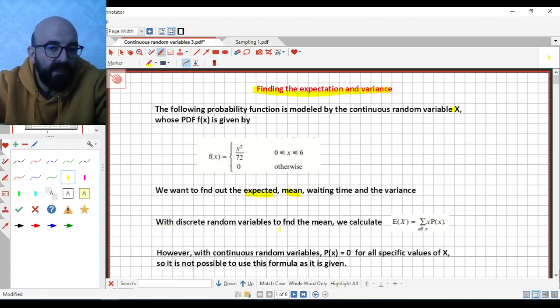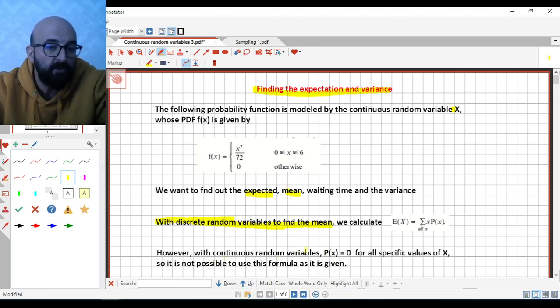With discrete random variables, please remember that to find the mean, we calculate like this: the expectation is the sum of all x values multiplied by their probability. We computed the expectation like this for the discrete random variable, but our PDF, or probability density function, is not discrete. Our function is a continuous function, and we have continuous random variables.